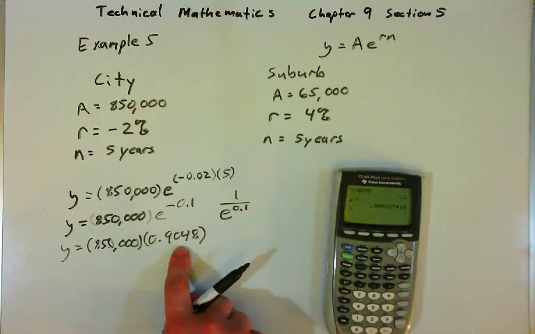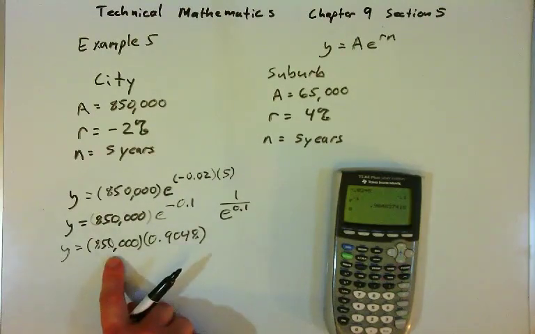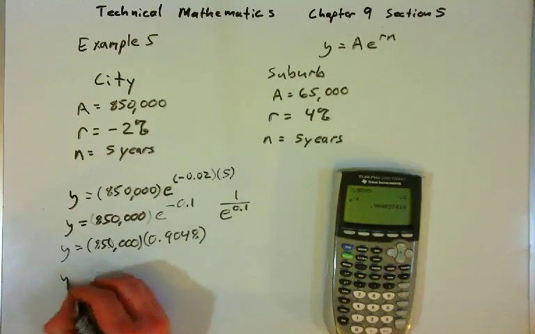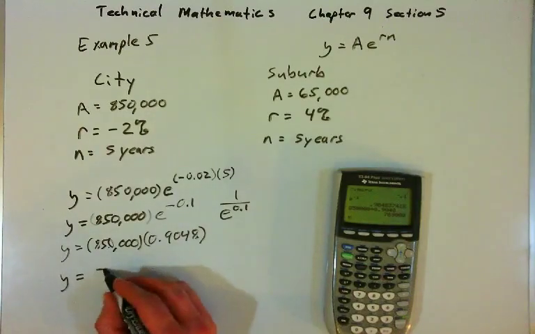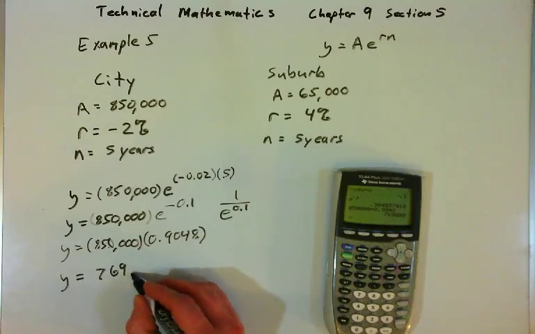And that, again, is the indication that the population is declining. And so what this formula is saying is that the population will only be about 90.48% of what it currently is after 5 years. And so what is that value? Well, we have 850,000, and we're going to multiply by 0.9048. And so after 5 years, we expect the population to be 769,000.